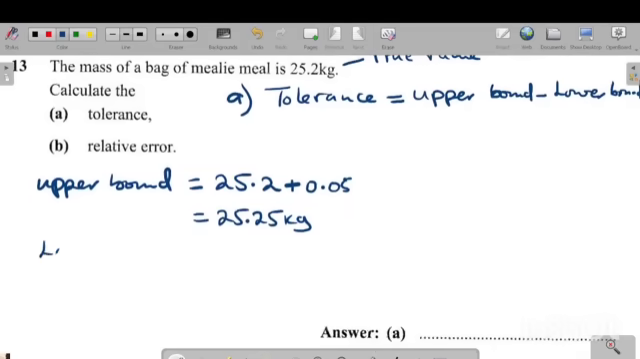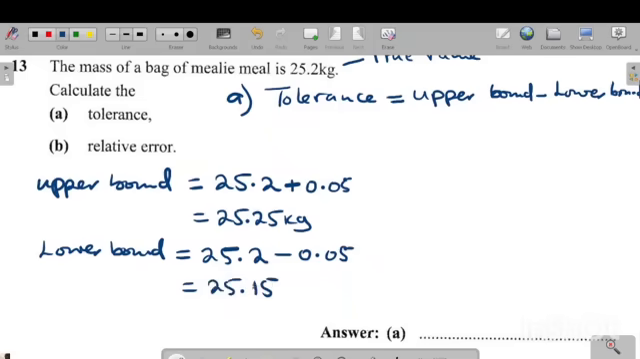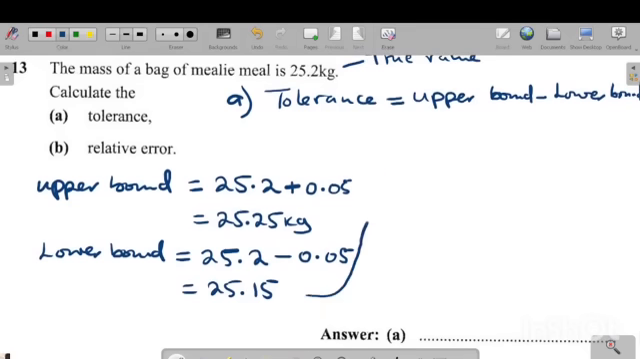Now let's find the lower bound, or the minimum value. For the maximum value, or the upper bound, we added 0.05. But now on the lower bound, we are going to subtract 0.05 from 25.2. So we're going to have 25.2 minus 0.05, and this gives 25.15.